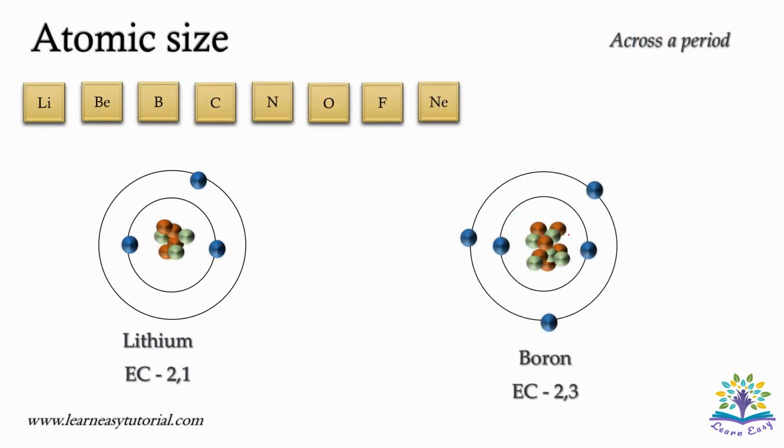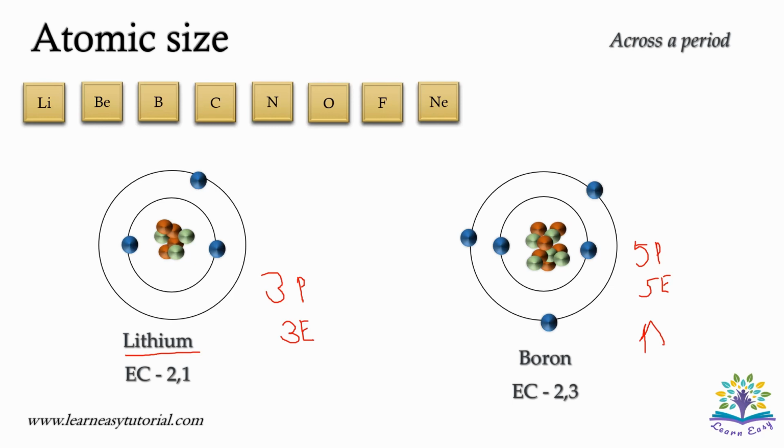Across a period, the number of shells is the same. Hence, the deciding factor here is the nuclear charge. In case of lithium, there are 3 protons and 3 electrons, whereas in case of boron, there are 5 protons and 5 electrons. And hence, the nuclear force of attraction in case of boron is much higher than that of lithium.